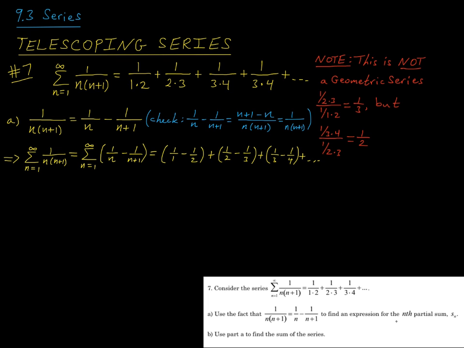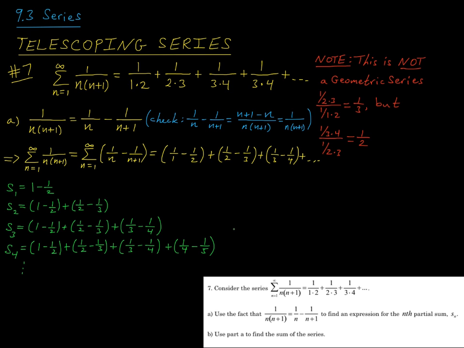Okay, so now our job is to find an expression for the nth partial sum s sub n. So here I'm just writing out the first few partial sums. s1, that's just the first term, so 1 minus a half. s2, that's where we're adding together the first two terms, so 1 minus a half plus a half minus a third. s3, add up the first three terms, 1 minus a half plus a half minus a third plus a third minus a fourth, so on and so forth.